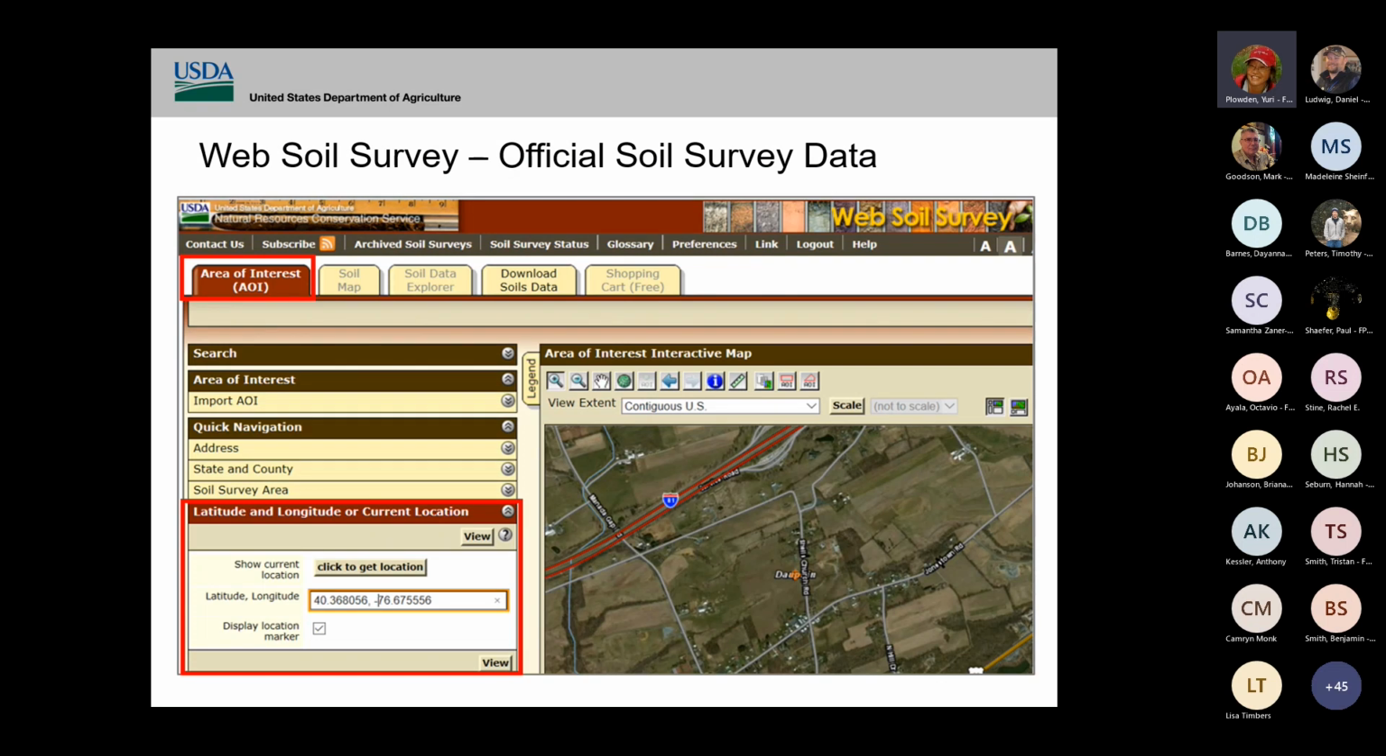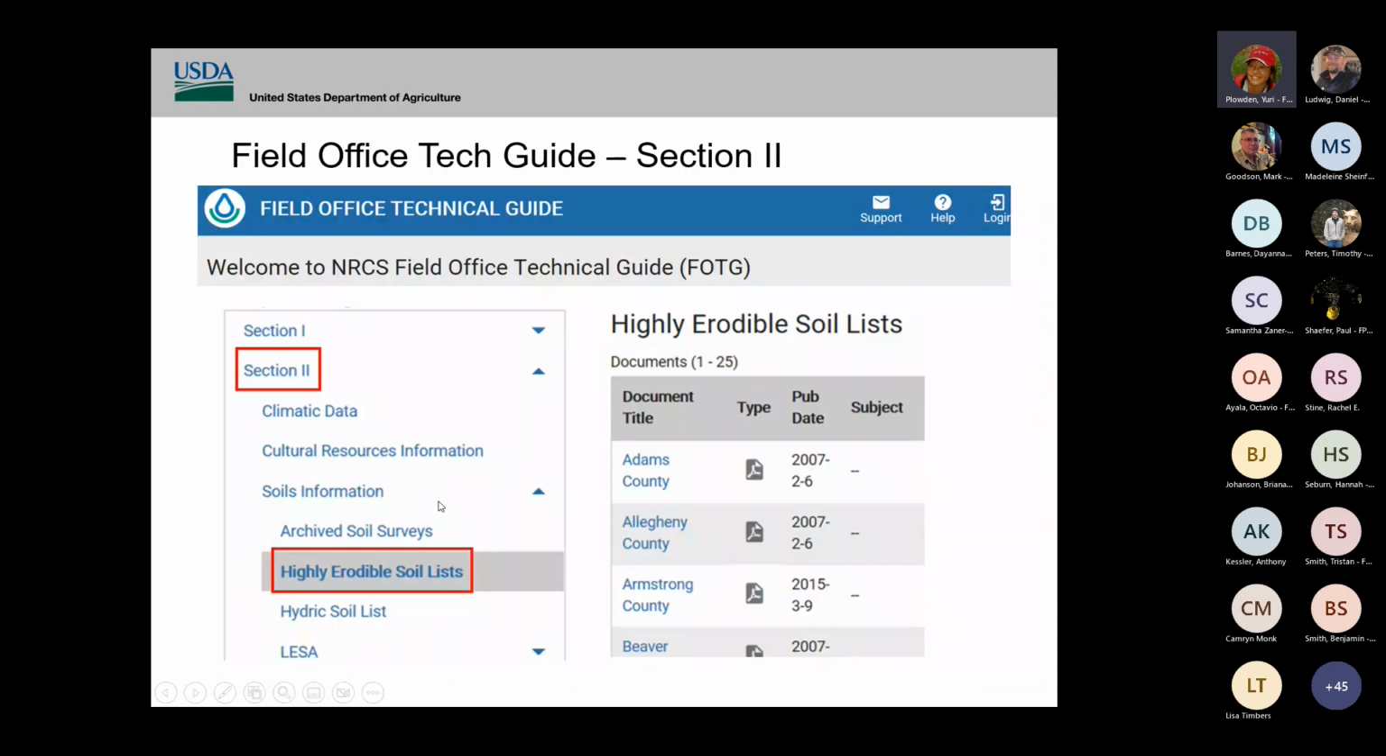In Web Soil Survey, there are many ways you can navigate. You can type in your lat and long, which you can get from a GPS, Google Earth, or Google Maps, or you can type in the address directly and it'll come up with a point on the map. Then you draw your area of interest. There's an Area of Interest tab, and you draw a square around that, and then it'll come up with a soil map.